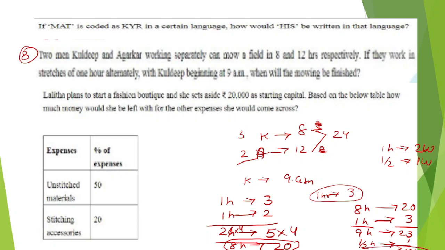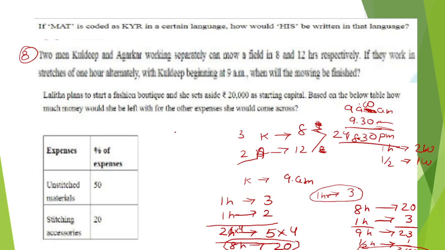But the question is not asking after how many hours the work will be completed. It is asking that if Kuldeep starts work at 9 a.m., then at which time the work will be finished. So we have to add 9:30 here. We can put 00 here, and it is a.m. So 9 plus 9 is 18, and we know 18 is 6, and 30 minutes. It means at 6:30 in the evening it will be completed.